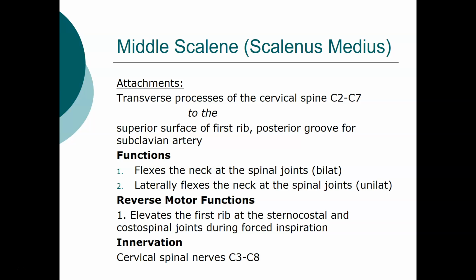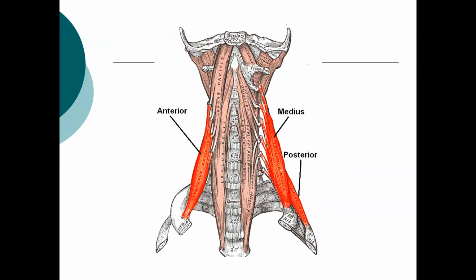And similar to posterior, its reverse motor function is to elevate the first rib at the sternocostal and costospinal joints when we have forced inspiration. So posterior goes to the second rib and elevates it, whereas middle scalene goes to the first rib and elevates it on forced inspiration. Its innervation is the cervical spinal nerves C3 all the way to C8. So we see it here, medius. There's posterior down to the first rib at the back. Then we have medius that comes here to the first rib behind that subclavian area.